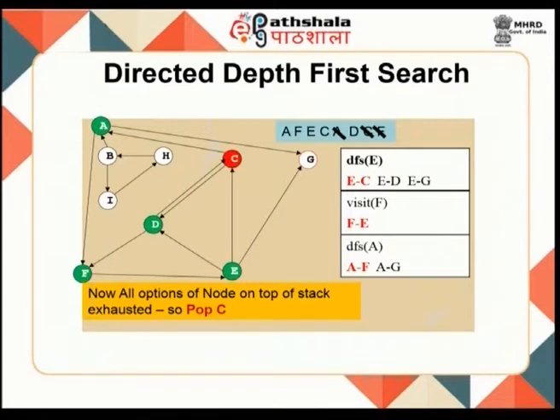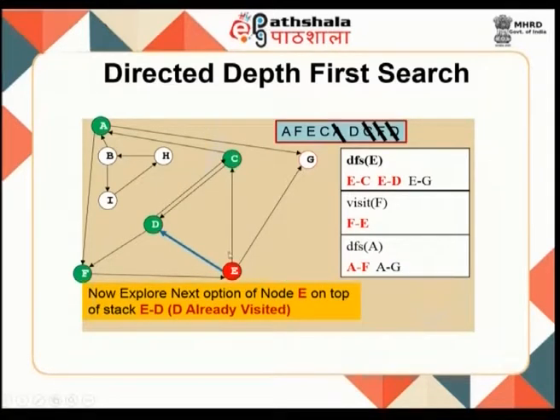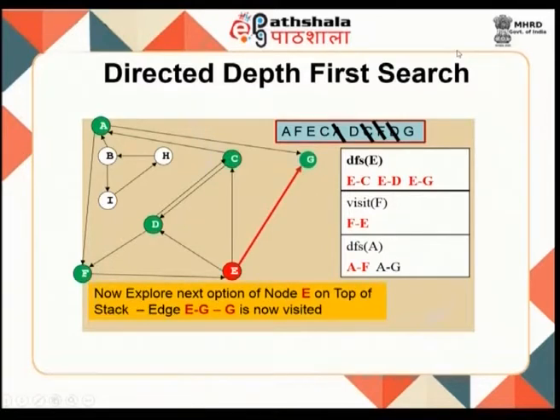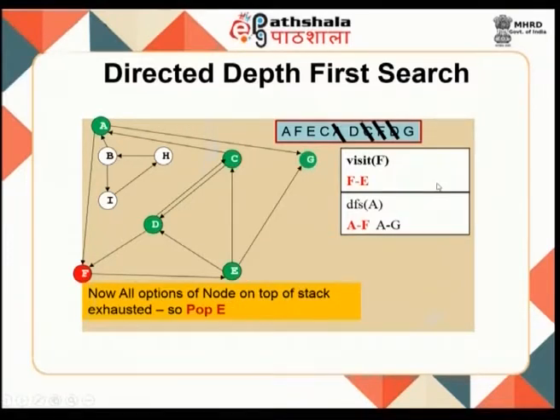So, pop C and now I go to the next option, ED, that is also already visited. So, I go to the next option, EG, which is now an unvisited node. So, I go to G. Now all options of E are over, so I remove it from the stack, okay.